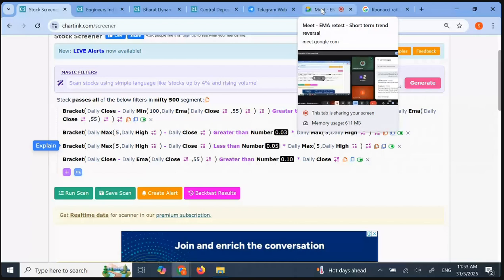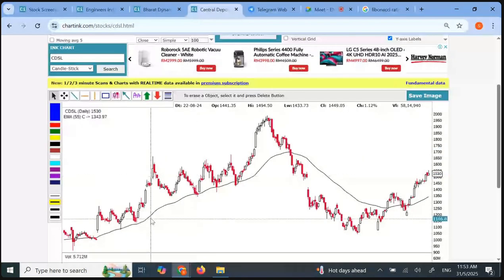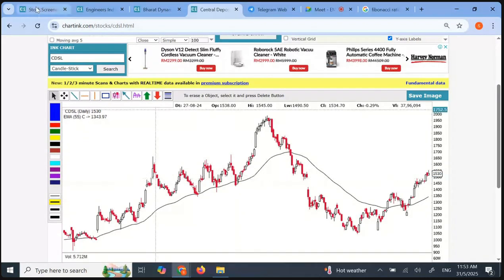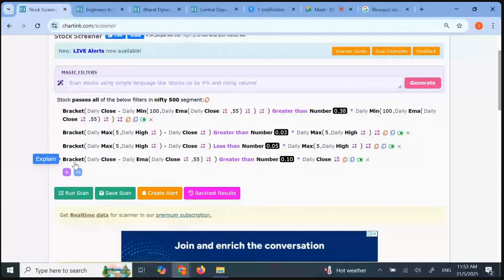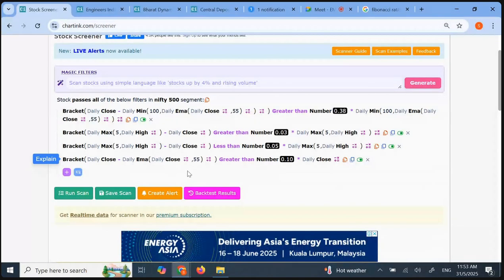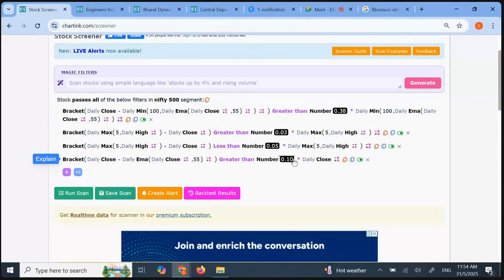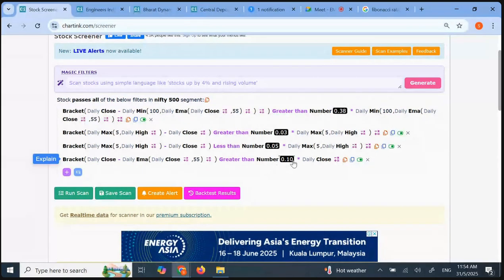So what we are trying to do is catch the stock once it is far away from the EMA. We don't want to catch a scenario where the stock is just 5% away from the EMA. So that criteria I have added: the difference between the current close and current EMA is at least greater than 10%. You can choose 15% as well, 12% as well, but I just put greater than 10%.